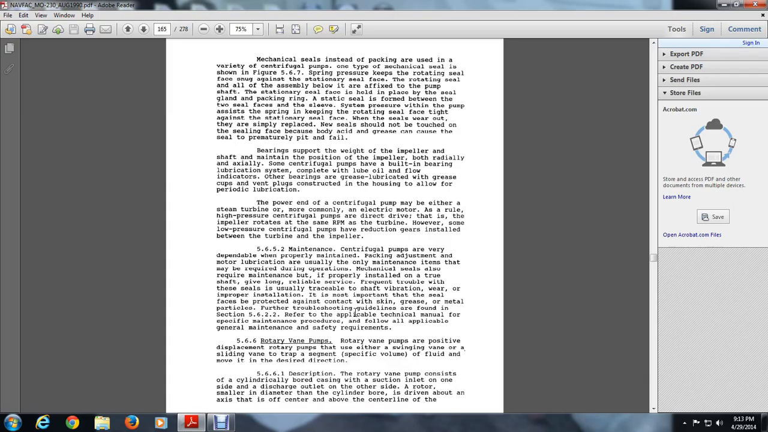566 Rotary vane pumps. Rotary vane pumps are positive displacement pumps. Rotary pumps use either a swing vane or slide vane to trap a segment of a specific volume of the fluid and move it to the desired location.